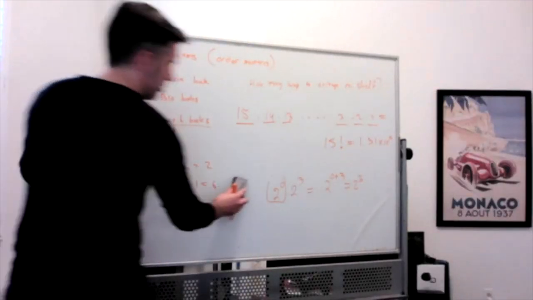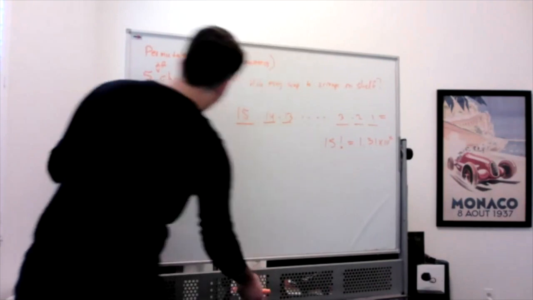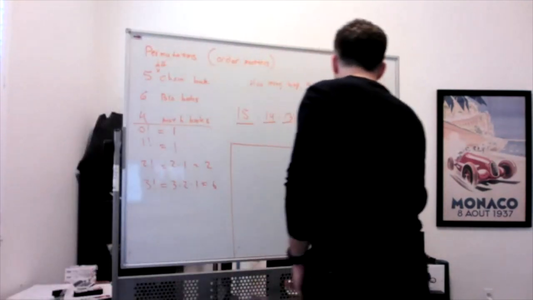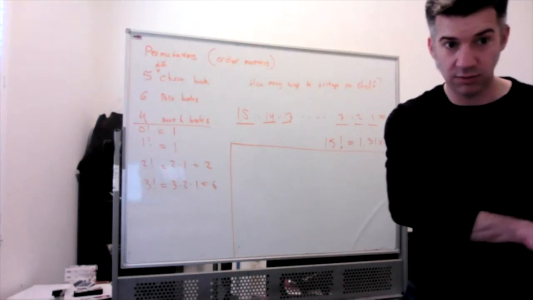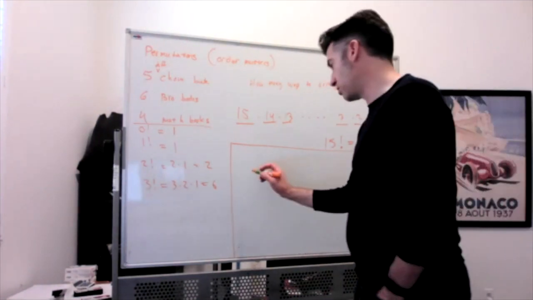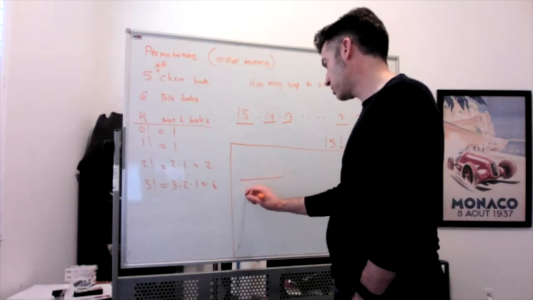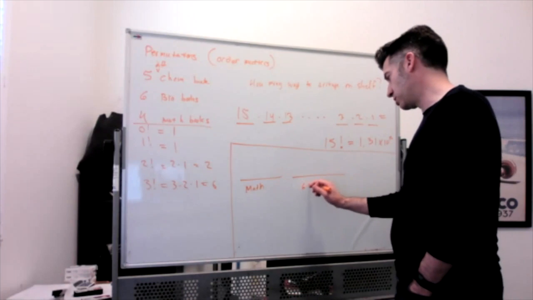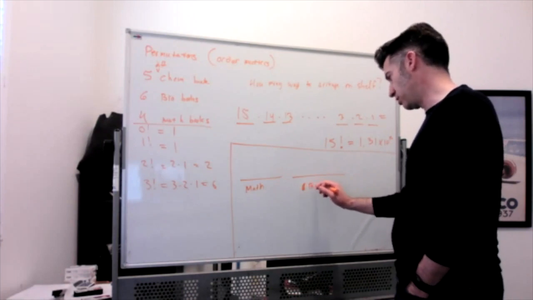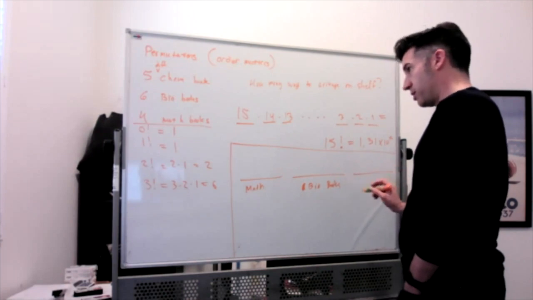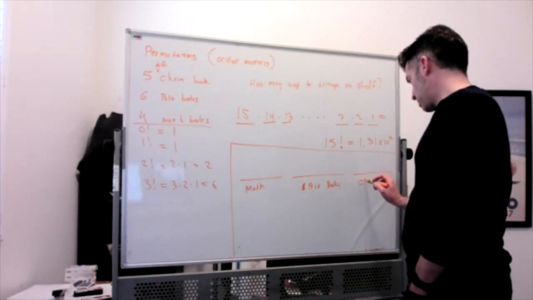Okay. The other question I want to ask is, what if all the books of the same type have to be grouped together? Now, this is a more interesting question. So if I want to group all the same types of books together, I can do the 4 math books, and then I can do the 6 biology books, and then I can do the 5 chem books.